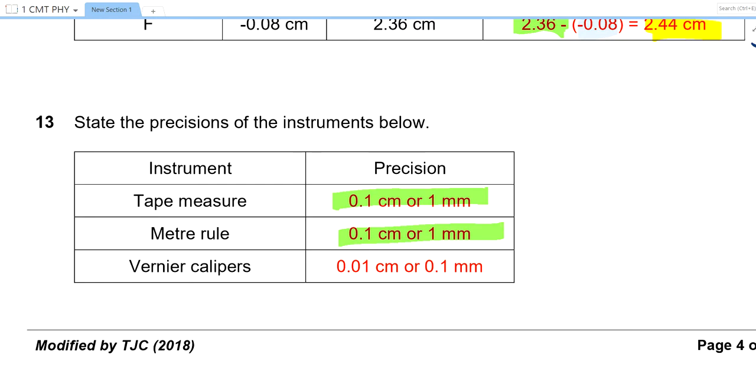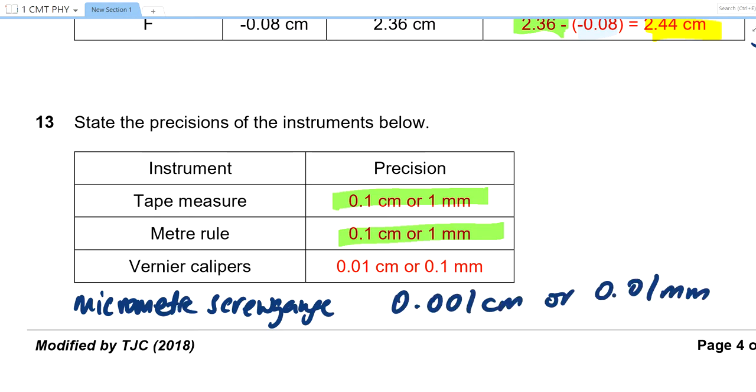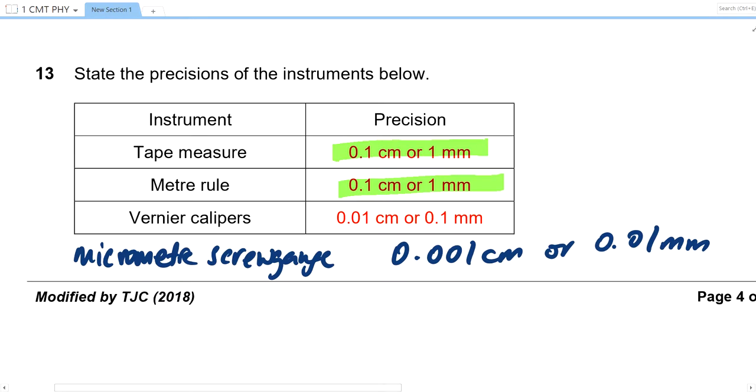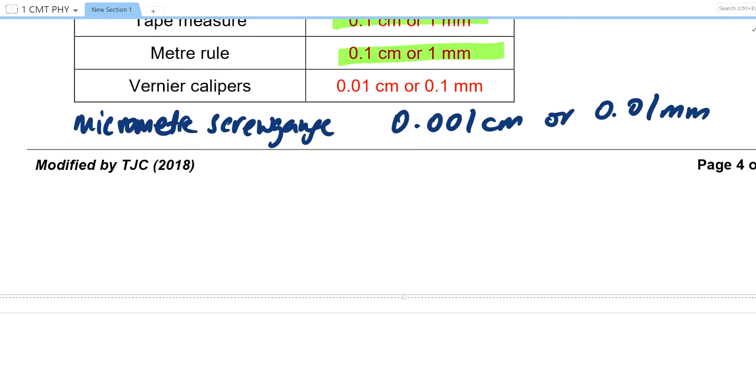I've got one more to add. Micrometer screw gauge. We will learn more about this instrument in future. Just know that it is more precise.